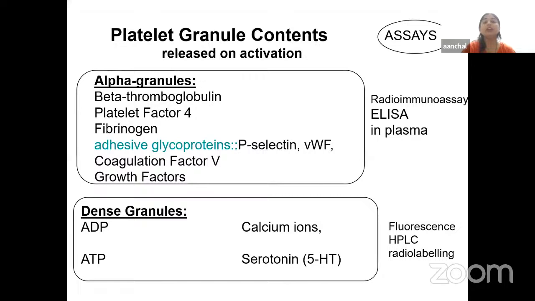Now, some platelet granule contents are also present, which are released through the extension that we have learned, the canalicular system, and they are released on activation, right? These contents include alpha granules, which have beta thromboglobulin, platelet factor number 4, fibrinogen and adhesive glycoproteins. They include P selectin, von Willebrand factor, coagulation factor 5 and growth factors, and also some dense granules are present, which include calcium ions and serotonin. So this is all about the content inside the platelets, but these granules are released only upon activation through the canalicular system. This is all a must to remember.